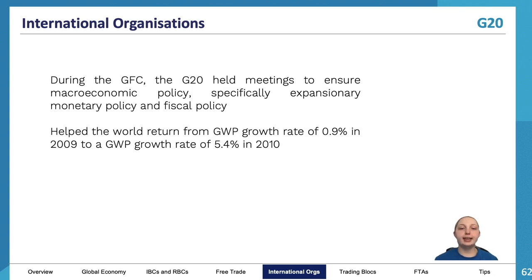So during the GFC, the G20 held meetings to ensure macroeconomic policy, specifically expansionary monetary policy and fiscal policy, were coordinated throughout the world to give a united approach to the issues that were being faced, which did help the world return from a GWP growth rate of 0.9% in 2009 to a GWP growth rate of 5.4% in 2010.